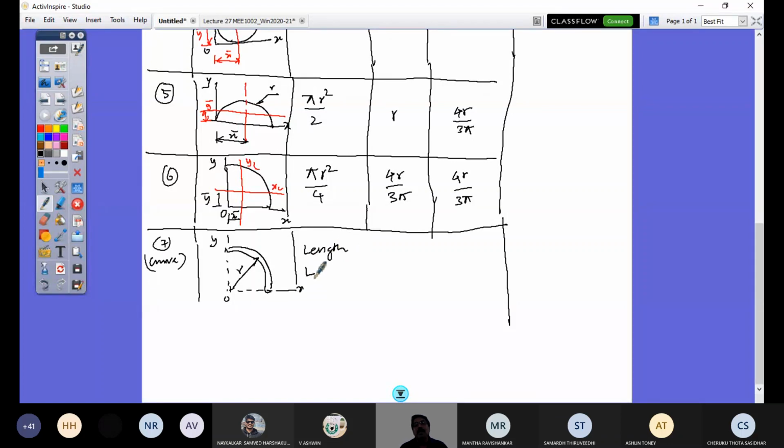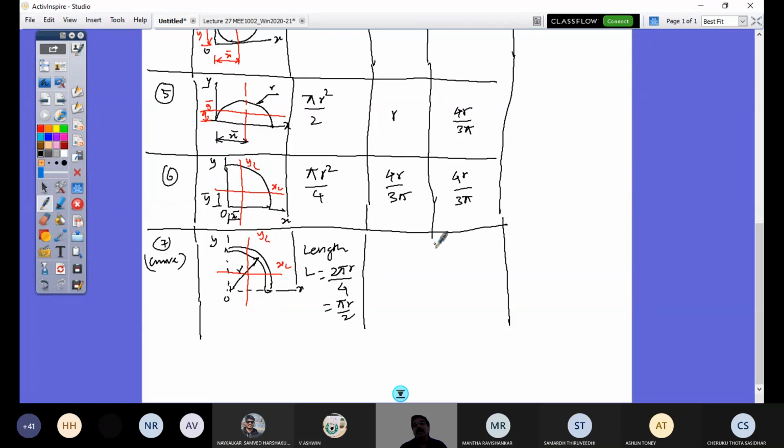So what is the total length? If it were a full circle, it is the circumference of the circle, 2 pi r, but it is a quarter circle, so 2 pi r by 4. So it is pi r by 2 is the length. And the centroidal locations are going to be different. These are my centroidal axes. That's not lying on the physical geometry. It is outside. So this is YC, this is XC.